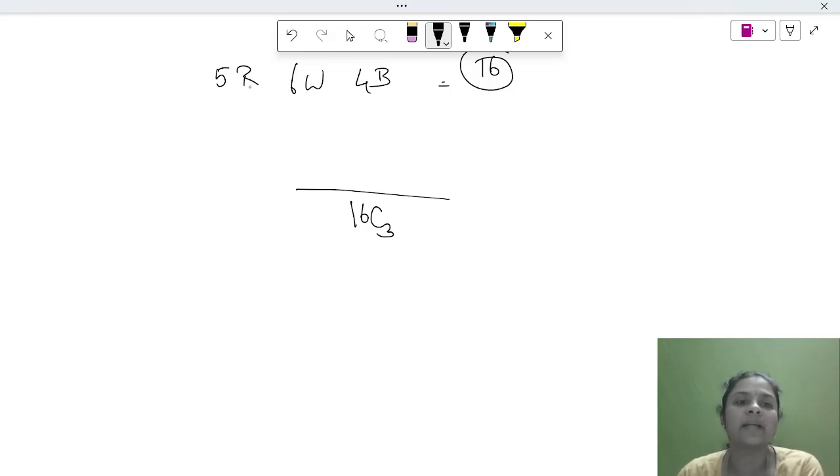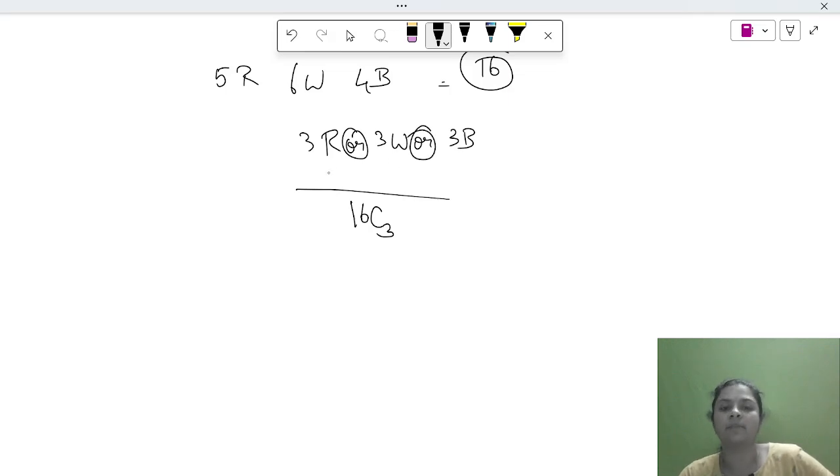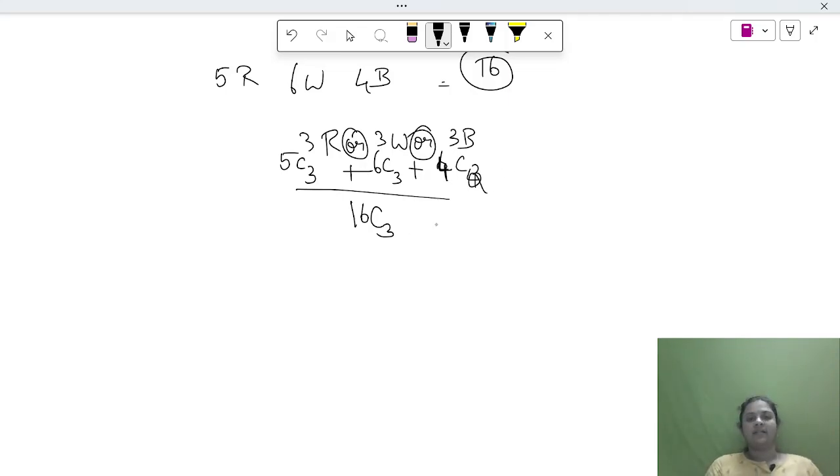Now I want to select balls of the same color. So I can either select 3 red or 3 white or 3 blue. So "or" means which symbol? Plus. So for 3 red, I will say 5C3. 6 white, so 6C3. 4 blue, 4C3. So this will be your final answer: 5C3 plus 6C3 plus 4C3 divided by 16C3.